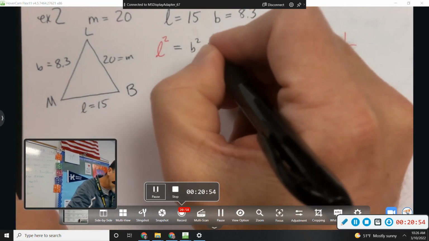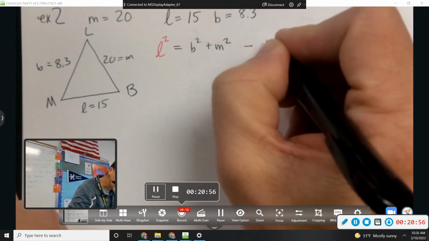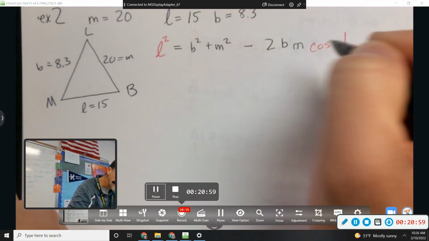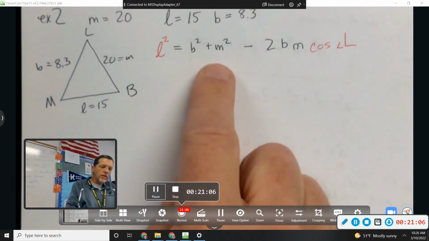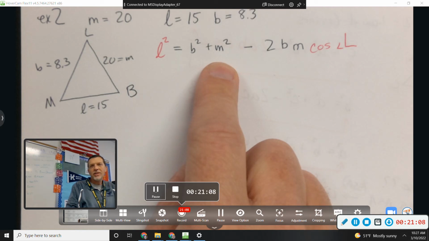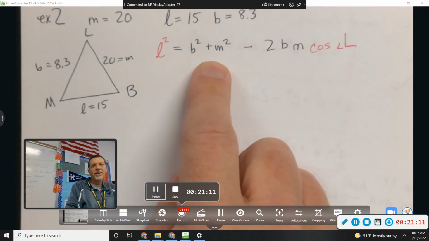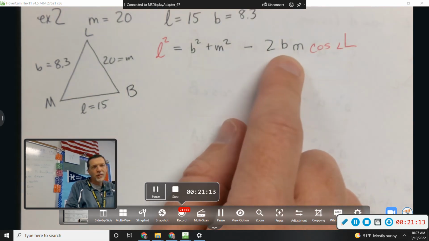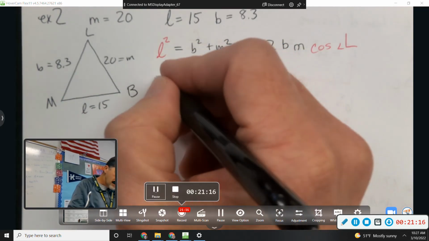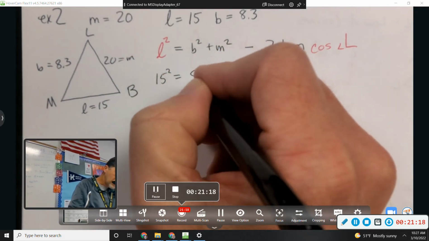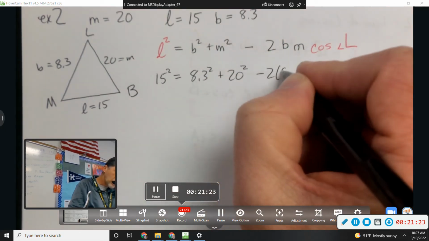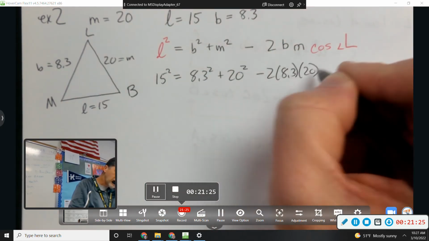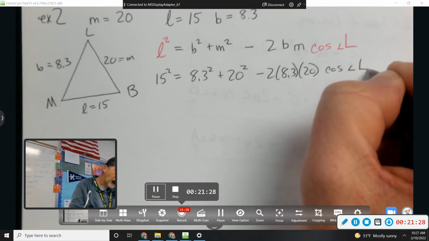B squared plus M squared minus 2BM cosine of L. Does it matter what order we put the B and M in? No. They're being added, so it doesn't matter what order they're in. And same thing here, they're being multiplied, so the order doesn't matter. 15 squared equals 8.3 squared plus 20 squared minus 2 times 8.3 times 20 times cosine of angle L.